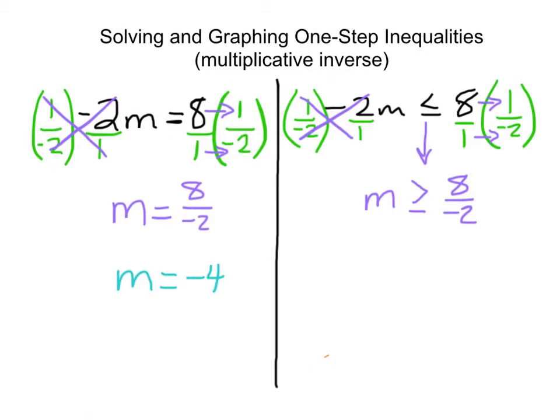And I'll prove that to you, and I'll show you why that works in just a second, but let's just finish this problem first. So the next thing we would do is simplify, and we would say m is greater than or equal to -4. And of course we would have to graph this on a number line.